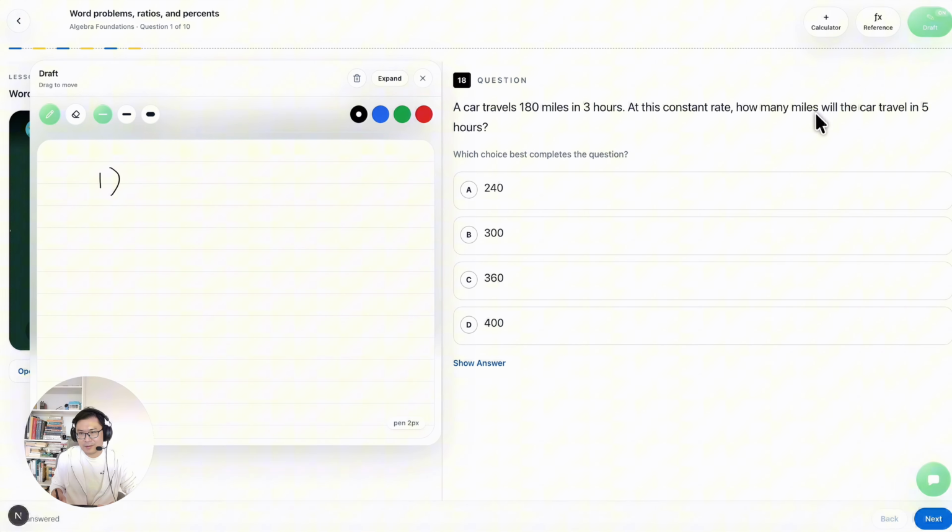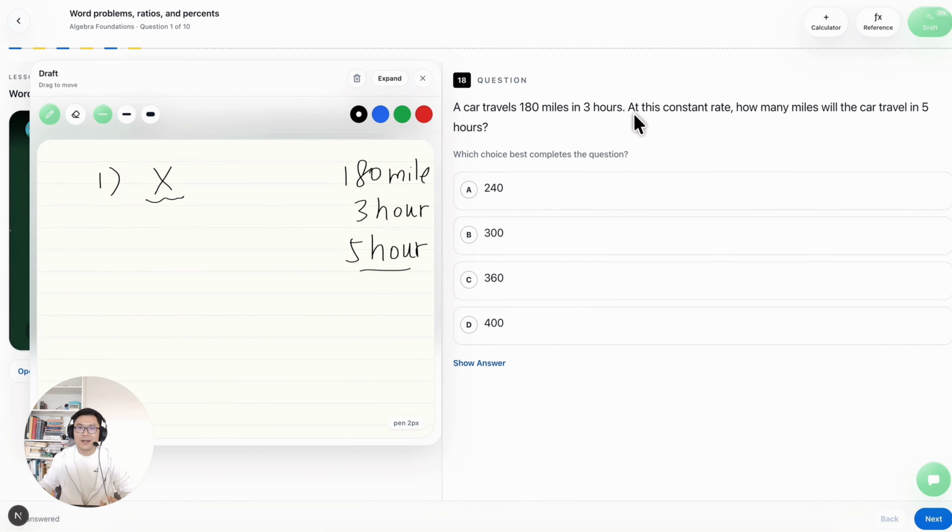How many miles? So let's just name the miles the car is going to travel as X in 5 hours. So what is the relationship between X, the distance the car can travel in 5 hours, with the other numbers in here? So the other numbers we have is 180 miles, right? And then 3 hours, and then 5 hours. Car is traveling at a constant rate, which means the speed is always the same.